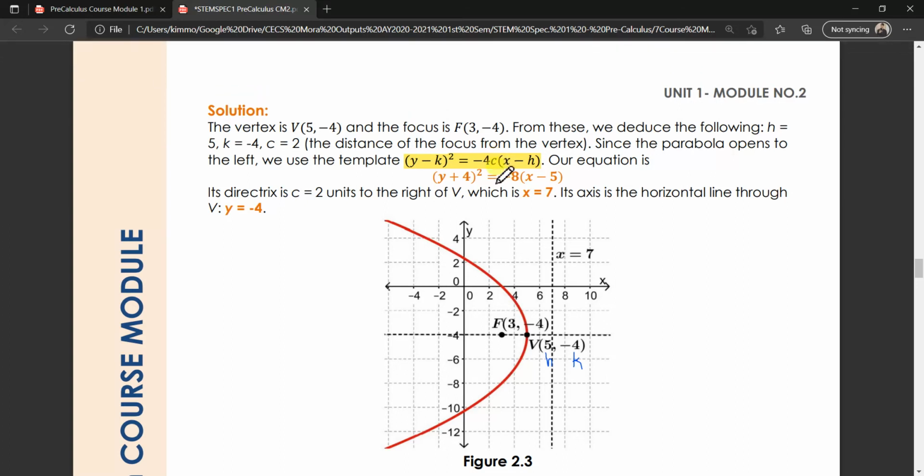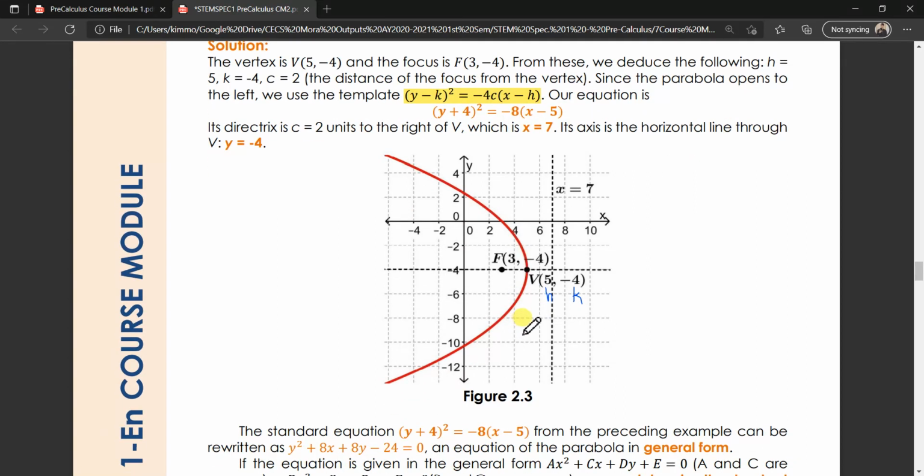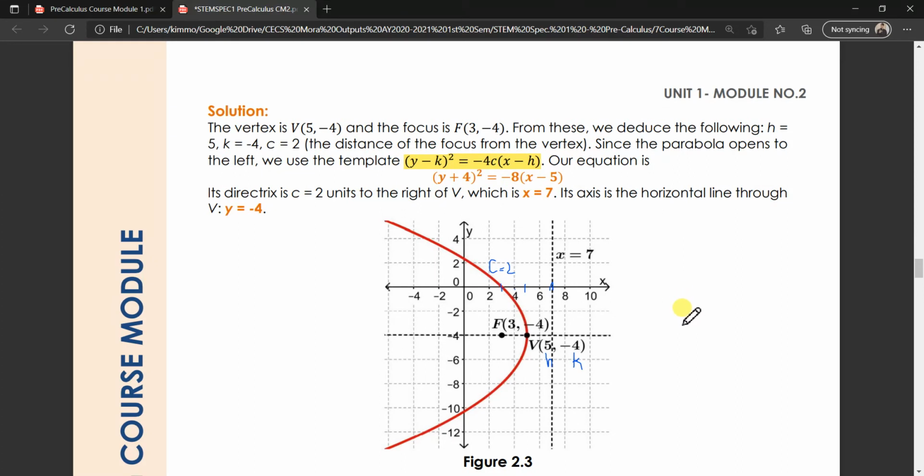Again, c is the distance from our vertex going to our focus. Since it is given in the graph, it is easy to identify. We just have to count the distance. If this is 5, then the focus is here. So we count from here: 1, 2. Meaning, the distance from our vertex to our focus is equal to 2. So our c is equal to 2. Similarly, if we use the vertex going to our directrix, that is 1, 2. The same distance, so c is equal to 2.